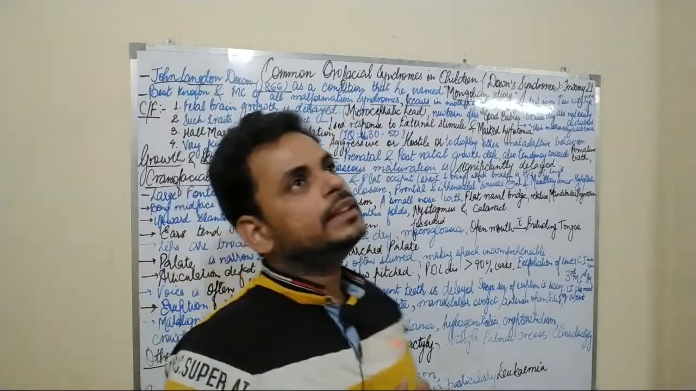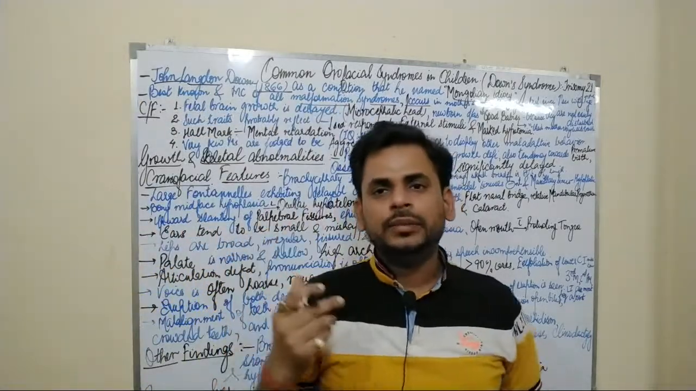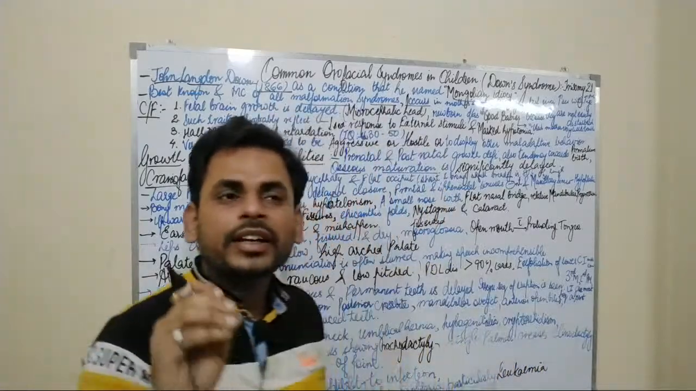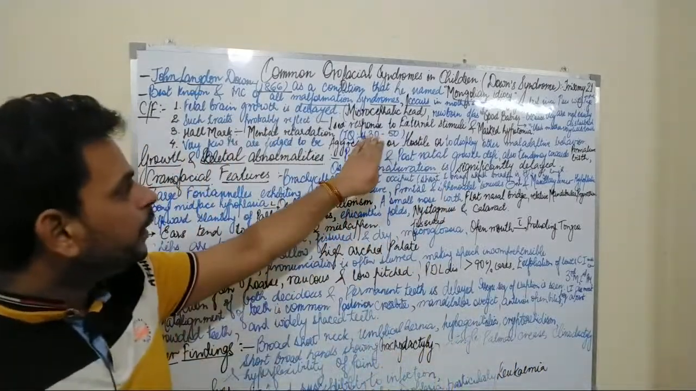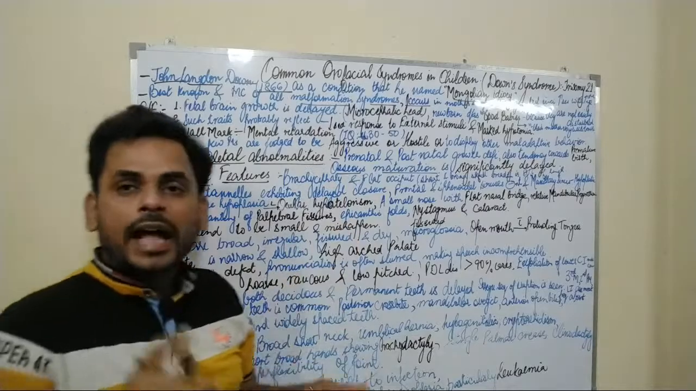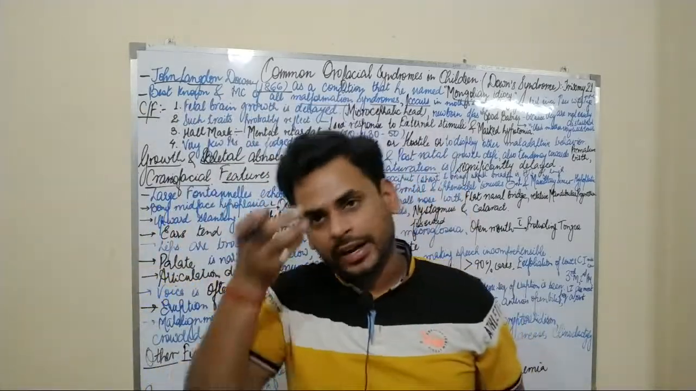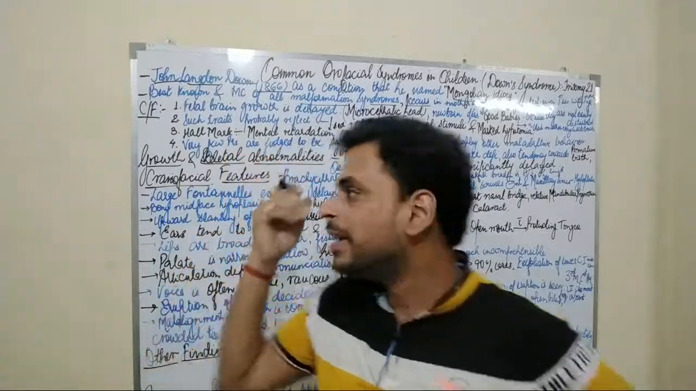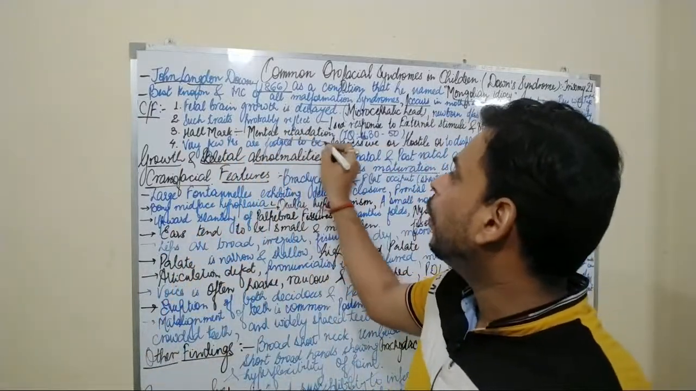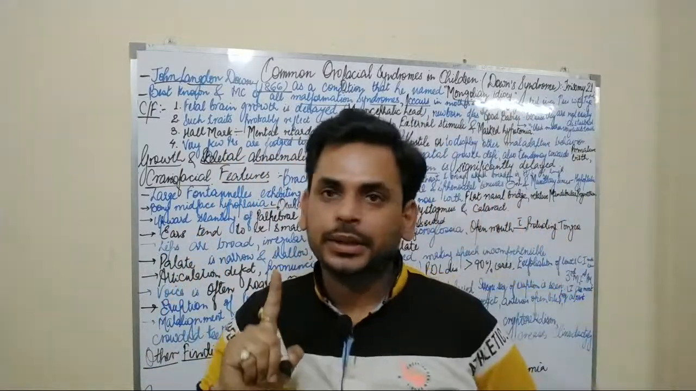Now, moving on to the next, what is the hallmark? Mostly what is seen is that children with Down syndrome have an IQ level in the range of 30 to 50, and that is why such children are mentally retarded. So these children are mentally retarded, and this is the hallmark of a Down syndrome child.